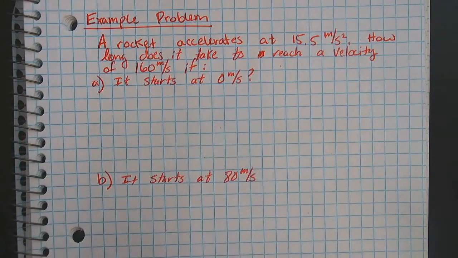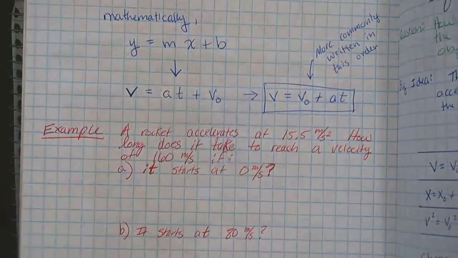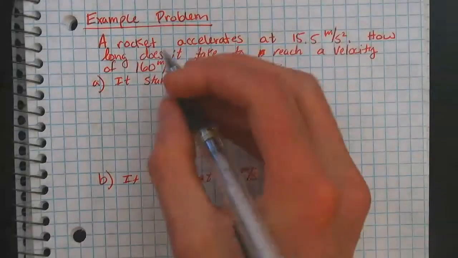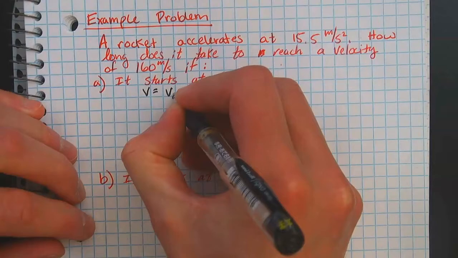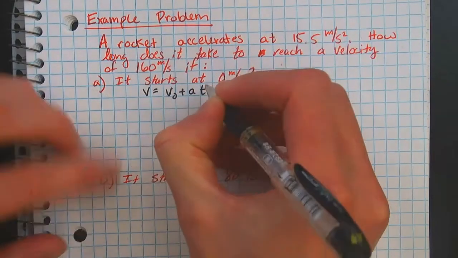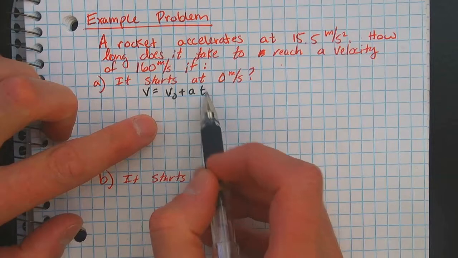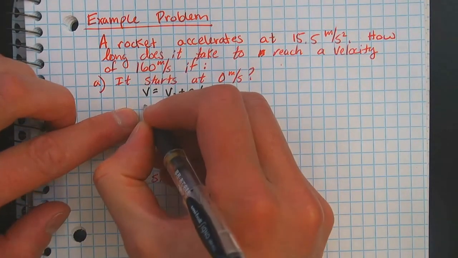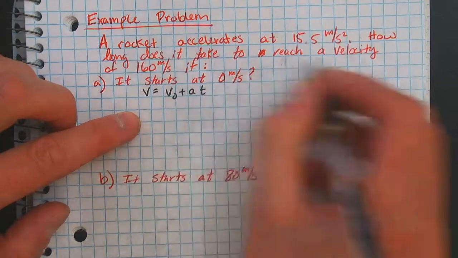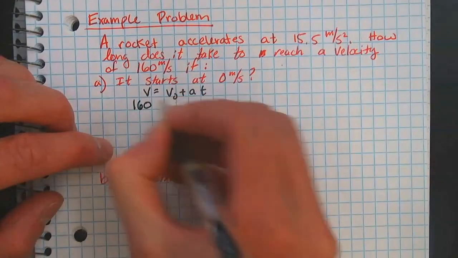So we can just write out the equation that we were just looking at right here, and then we'll fill it in with the information that we know. The reminder, the equation was v is equal to v naught plus at. Final velocity is equal to your initial velocity plus how much you've changed your velocity by. So to reach a final velocity of 160, 160 is our final velocity.